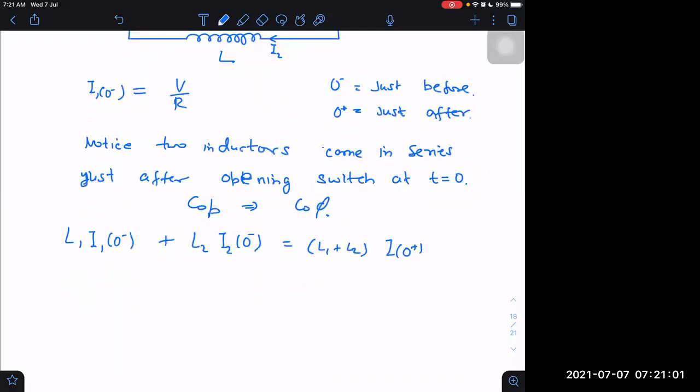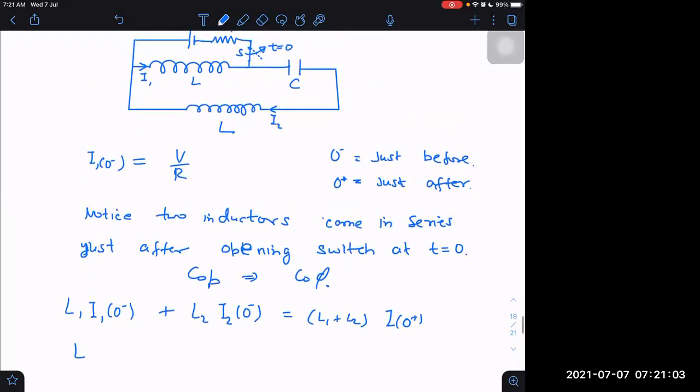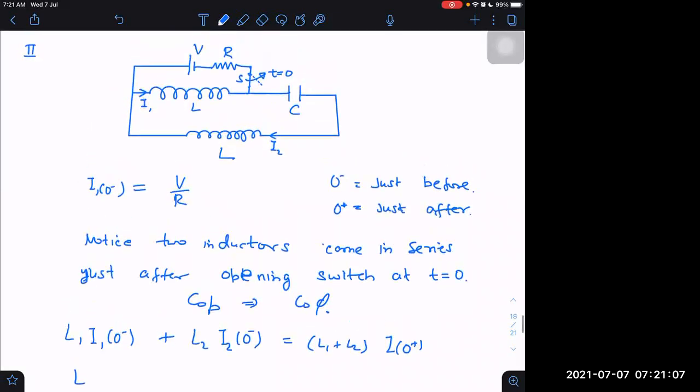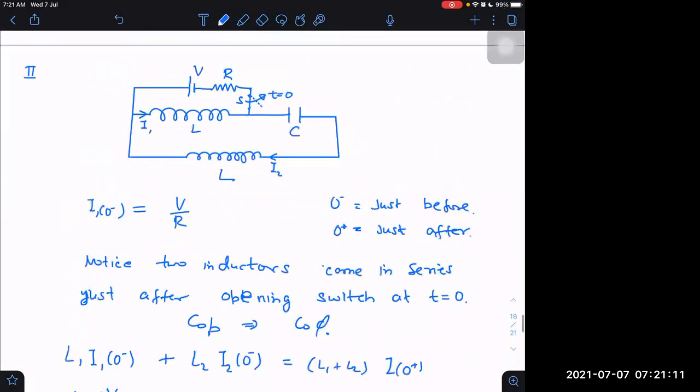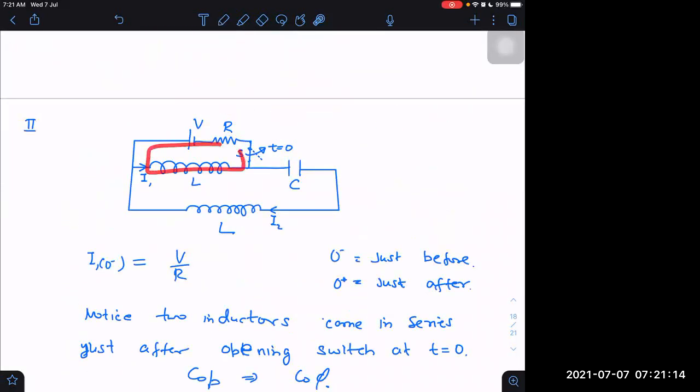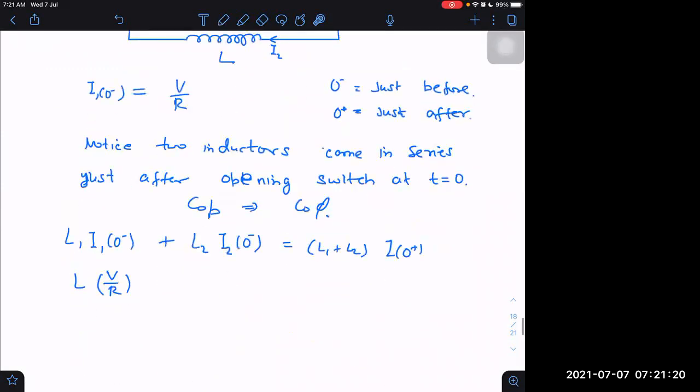What do we get? L into I1(0 minus). I1(0 minus) is V by R. You agree? Before that, this was only there. This was out of the circuit. Current was flowing in this only, and it was acting like a conducting wire. Okay.